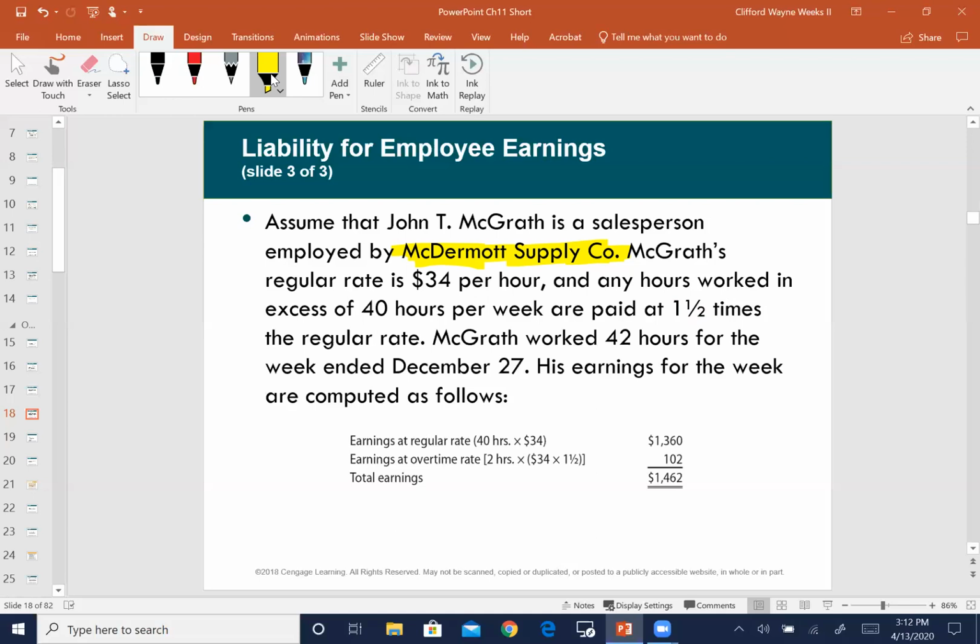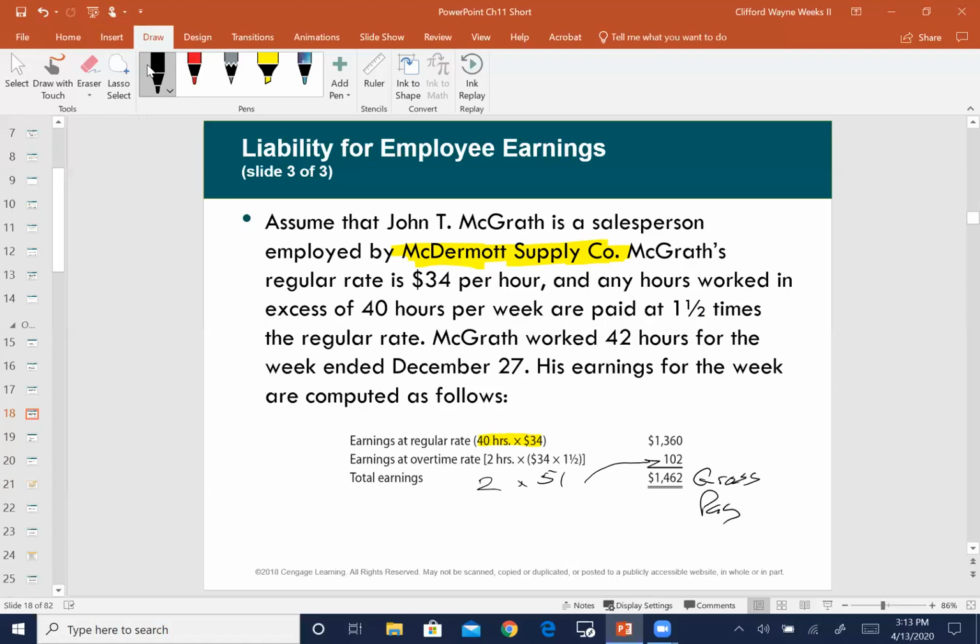What we're going to do is take the 40 hours times his normal pay. Then we're going to take the 2 additional hours and pay them 1.5 times. 34 times 1.5 comes out to be $51, and we multiply that times 2 hours, and that's how we get that 102. We add them all up and come up with 1,462. So what do we call that, 1,462? In payroll terms, we refer to that as the gross.